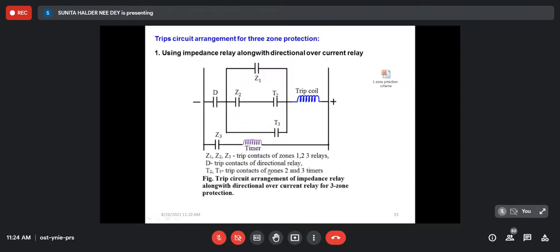So how will this trip coil energization be given? Say this positive and negative terminal. If this negative terminal is available across the trip coil, then only it will operate, is it not? So the shifting of this connection of the negative point to the trip coil is controlled by these three relays: zone 1 protection, zone 2 protection, zone 3 protection, right?